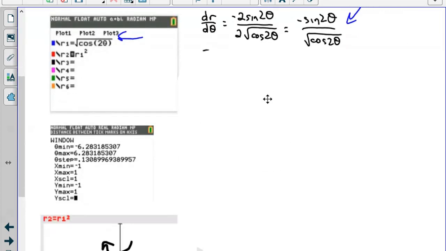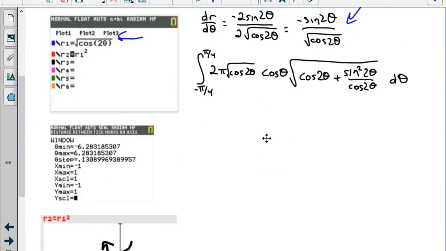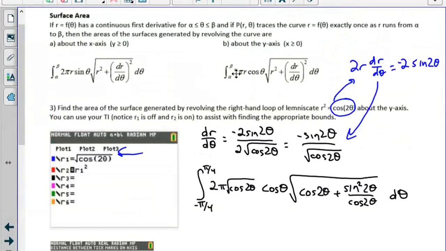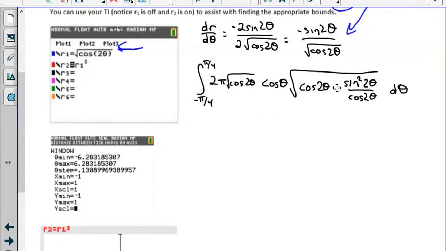So if we're continuing this problem, I'm going to integrate, and this is kind of a nasty formula. So notice that I'm having 2 pi times r. R is root cosine of 2 theta, times cosine theta, times the square root of r squared, and r squared was already given, plus dr d theta squared. So I'm going to take this and square it, d theta.